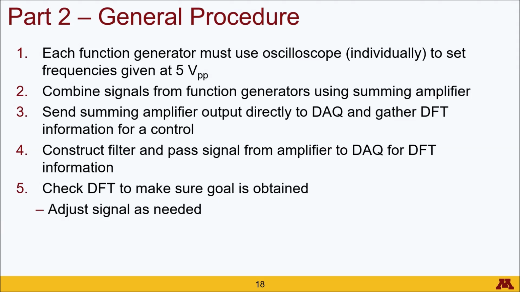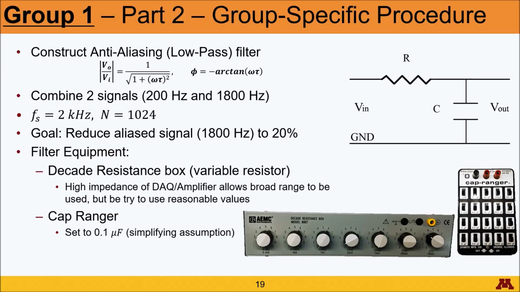You'll want to make sure that you check that DFT information to make sure your goal is being obtained, which the goals are outlined differently for each group, and you may want to adjust the filter as needed. So group 1, you will be in charge of constructing an anti-aliasing filter, or in other words, a low-pass filter, which is governed by these 2 equations for amplitude and phase shift.